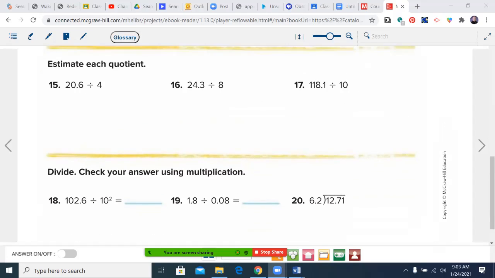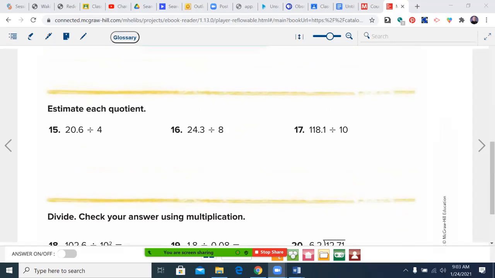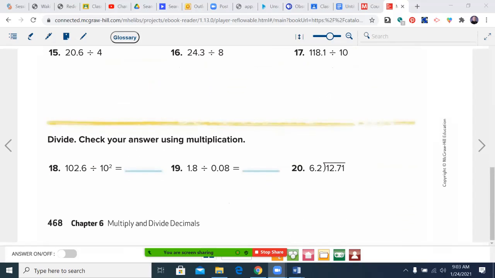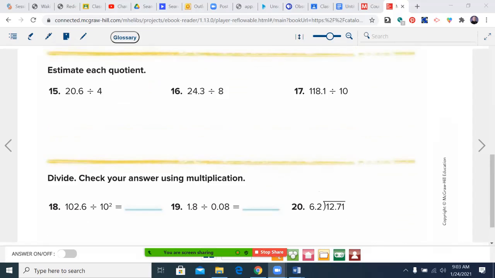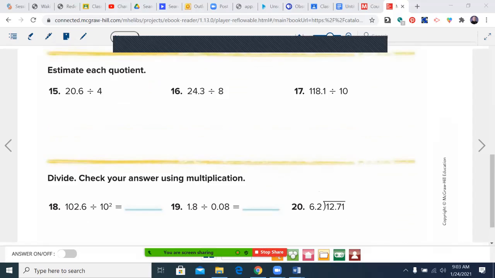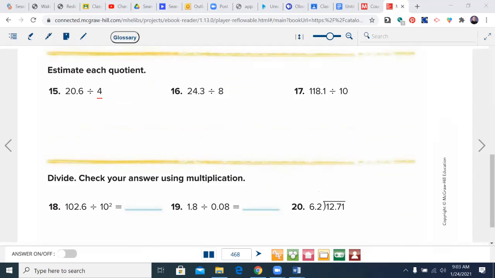Next section here, we're going to estimate each quotient. And we're going to follow the same rules that we did in multiplication, but I want to make sure that my divisor will go easily into my dividend based on the whole numbers. If this was a 3, I'm not going to want a 20 because a 3 does not go into 20 easily. A 4 will. And even though this would round up to 21, we're going to keep it at 20. And then 4 goes into 20 5 times.